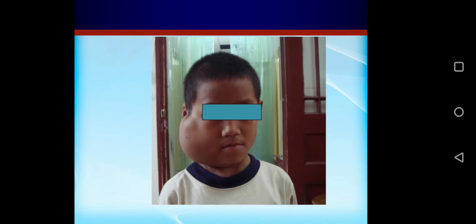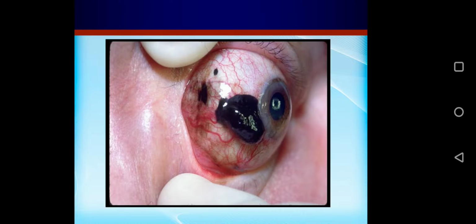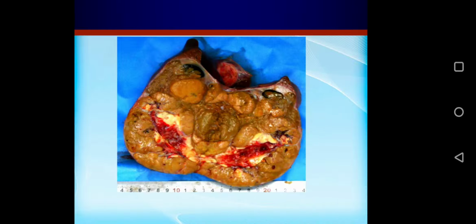Now let's see this picture. This is a boy. We can find a mass on the face. This is a malignant tumor, lymphoma. Here we can find another malignant tumor. This tumor is on the eye. It's black. This is a melanoma. And here we can find multiple masses in the liver. This is a hepatocellular carcinoma.